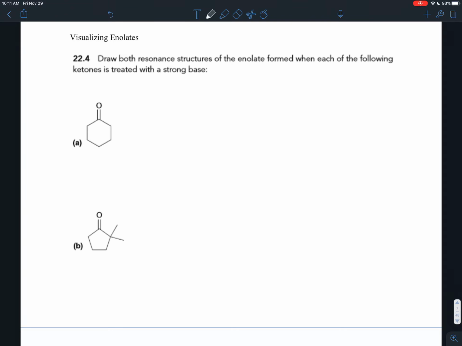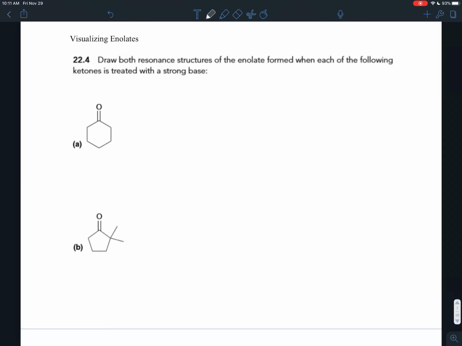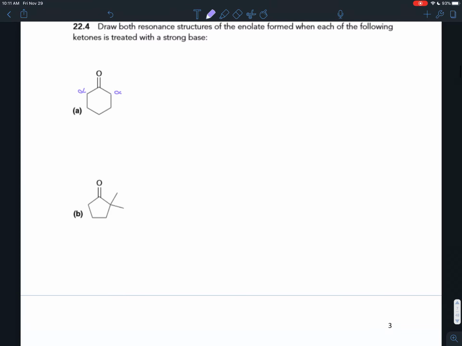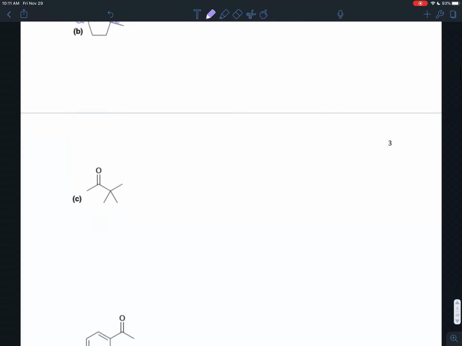So in these cases, they want you to draw the two resonance structures of the enolate formed when each of the following ketones is treated with a strong base. It's a similar scenario as in the previous video. In each case, you'll have alpha hydrogens. Remember, you have the carbonyl carbon. Next door to it, those carbons are the alpha carbons. So in this chapter, we're learning about the reactivity of those alpha carbons.